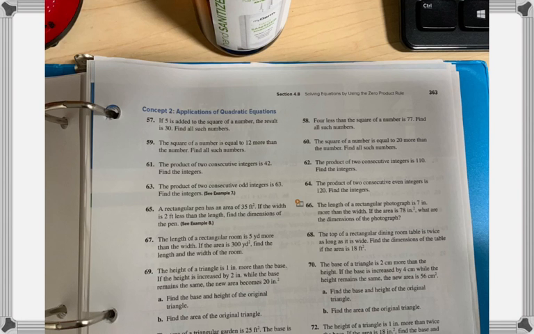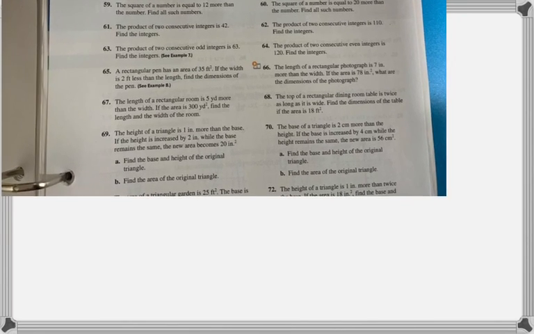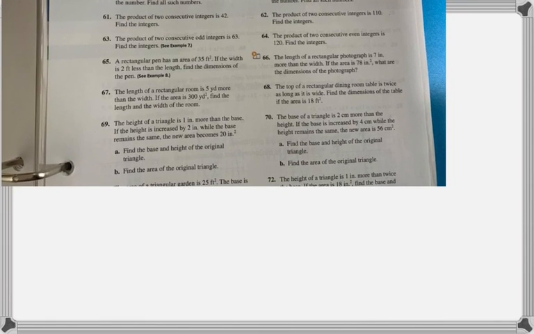Oops, what happened? Retake. Upside down. Don't be upside down again. Can't make it larger. Sorry, that's about number 61. You should have the book in front of you.